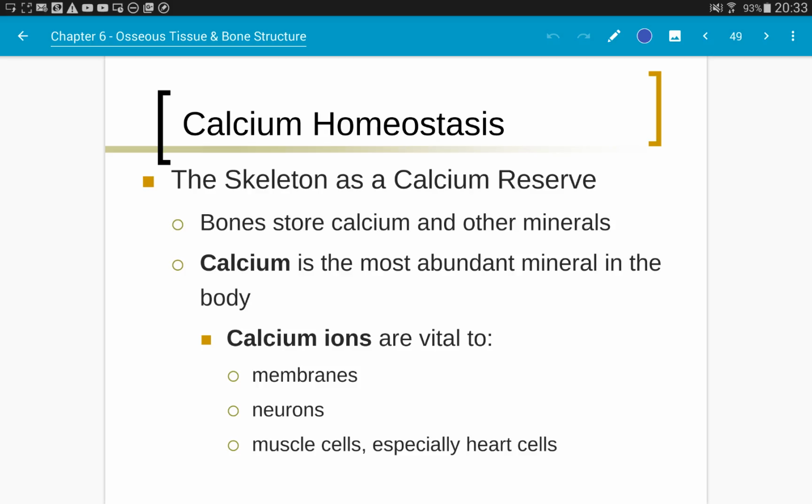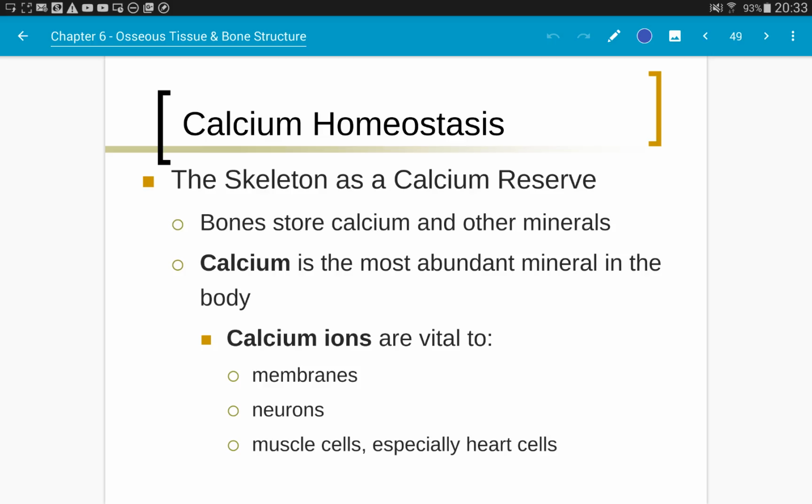So talking about calcium homeostasis, balancing the amount of calcium you have in your bones versus how much calcium you have in your blood, and you have to maintain a very even level of calcium in your blood. And so this is where the homeostasis is very important.